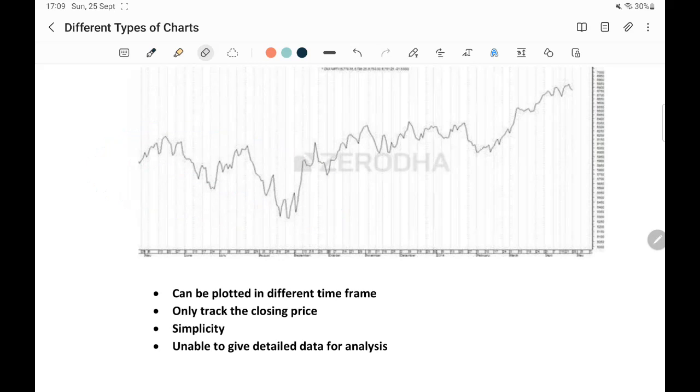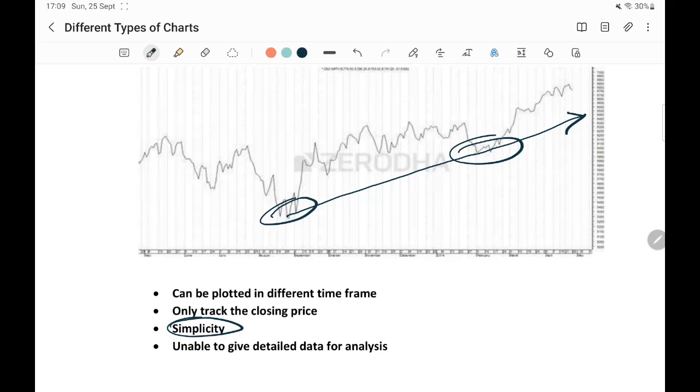In the same manner, if you connect these areas, you can clearly see the stock is in an uptrend. It is very easy to say, because by connecting all these closing prices, you can clearly see the stock is in an uptrend. This is the simplicity of the chart.